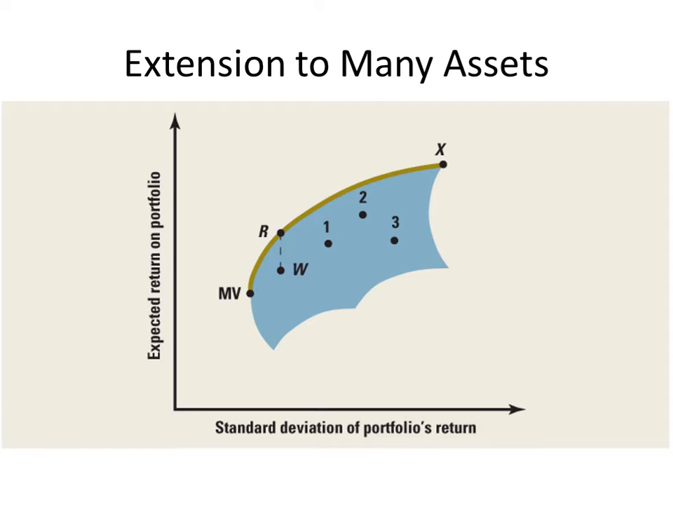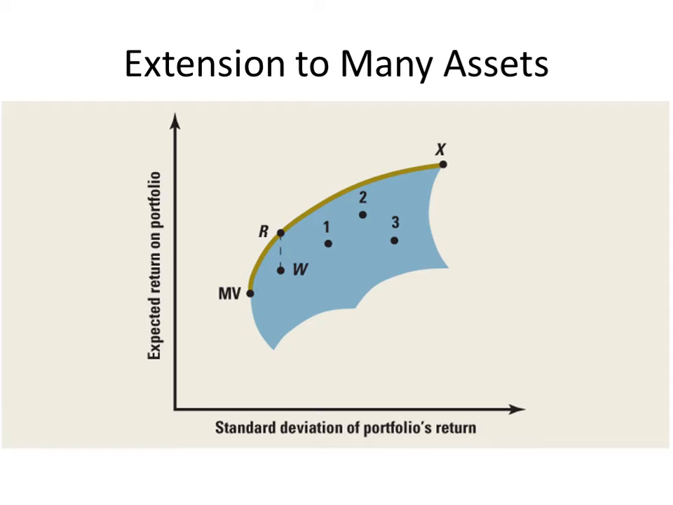For instance, would you want to buy portfolio W? You shouldn't, because if you moved up to portfolio R, you would be getting more return for the same amount of risk. Would you want portfolio 1? Absolutely not. You could either go straight up to the green line and get a portfolio with greater return for the same amount of risk, or you could go straight left over to the green line and get a portfolio with the same amount of return but much less risk. And so none of portfolios W, 1, 2, or 3 are optimal.